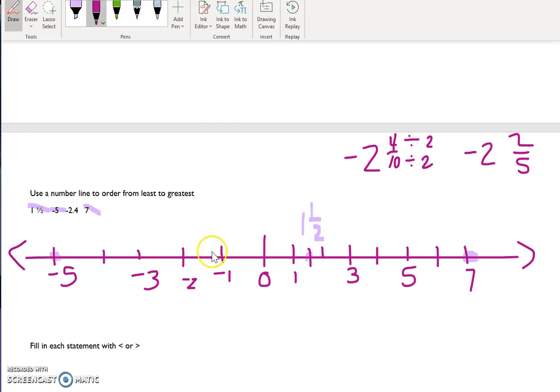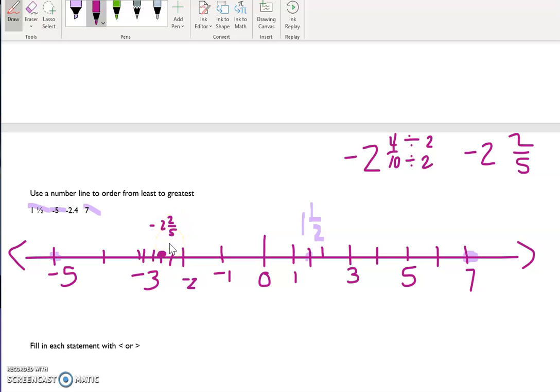I want to break this up into, my denominator here is 5 pieces. To break it up into 5 pieces, I draw 4 lines. And I'm going to -2 and 2/5. So that would be -2 and 1/5. And here is -2 and 2/5.